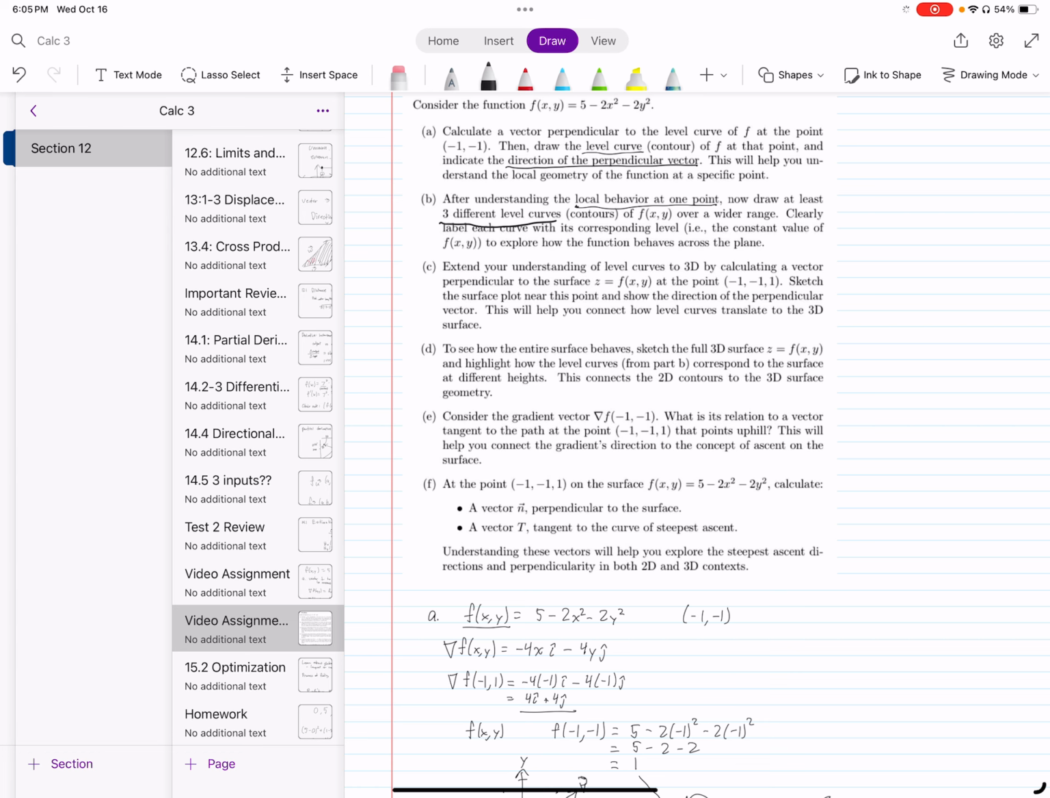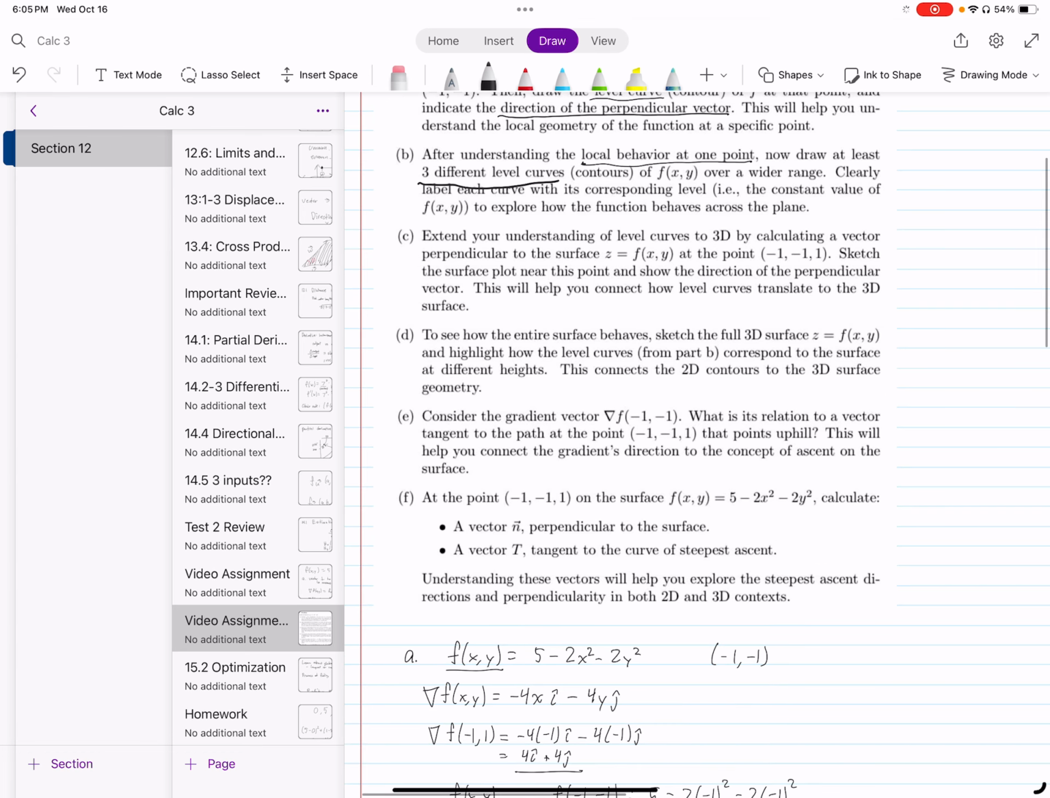Next, we're done with part C, so we want to go to part D. To see how the entire surface behaves, sketch the full 3D surface, z is equal to f of x and y, and highlight how level curves in part B correspond to the surface at different heights. This connects to the 2D contours of the 3D surface geometry. So we already did this, but I will redo it again. We will draw a little 3D graph right here as best as we can.